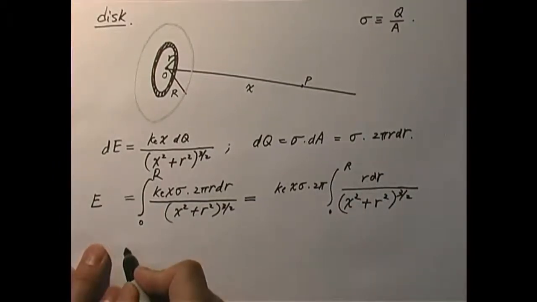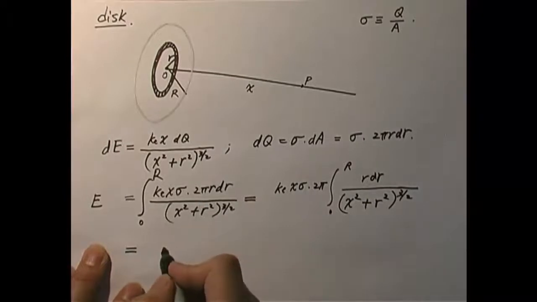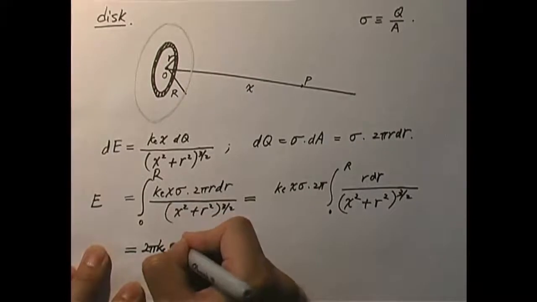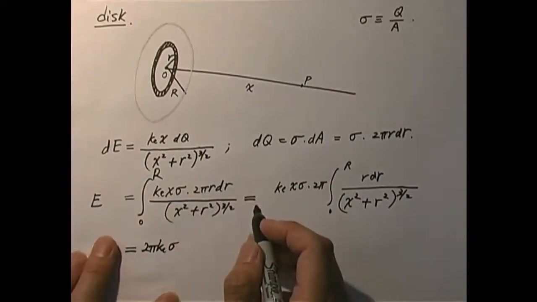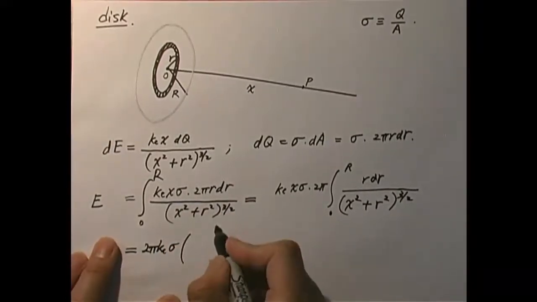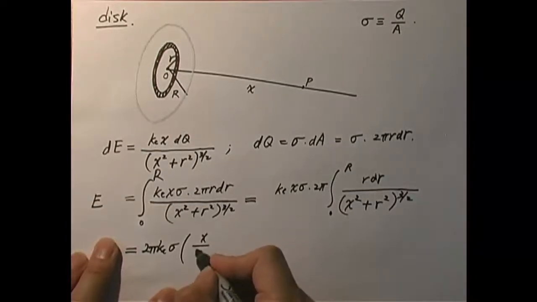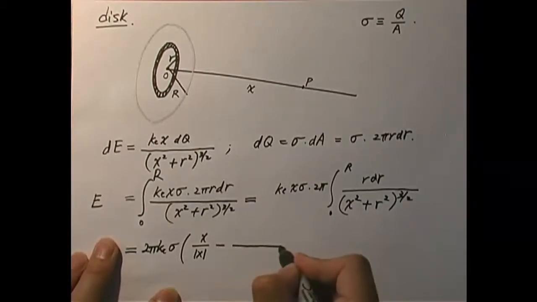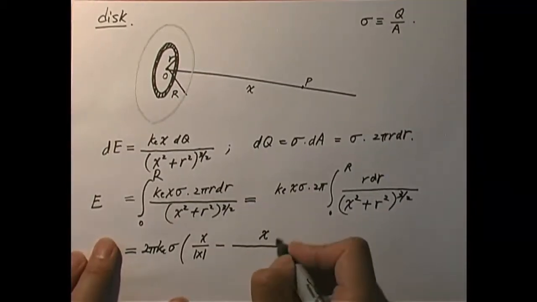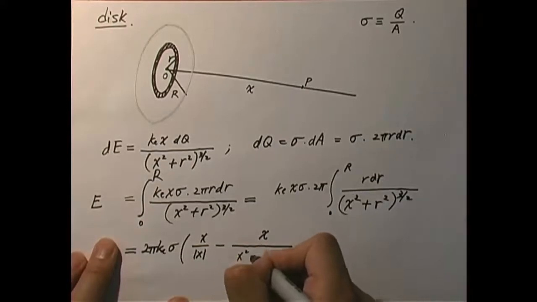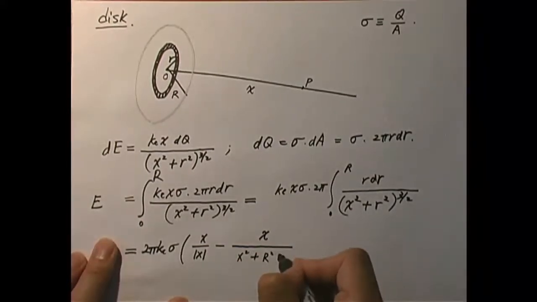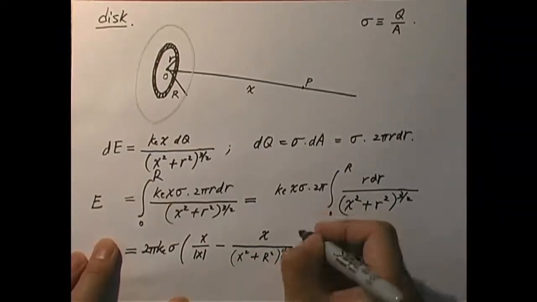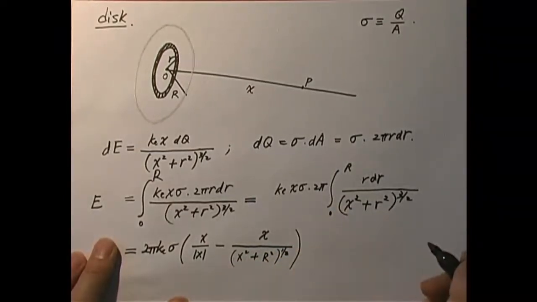And the answer, I'm going to write down the answer to save some time. It is equal to 2 pi k sigma, and then here's the answer: x divided by its absolute value minus x divided by x squared plus r squared to the power 1/2. Make sure you know how to do that. You know how to finish this integral.